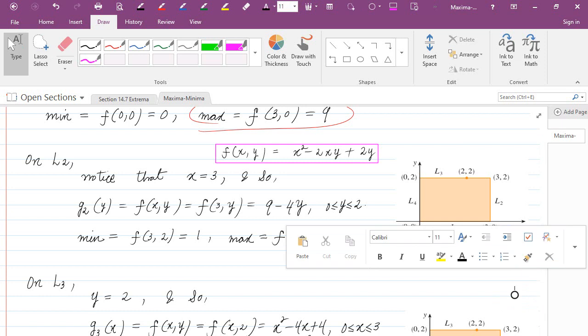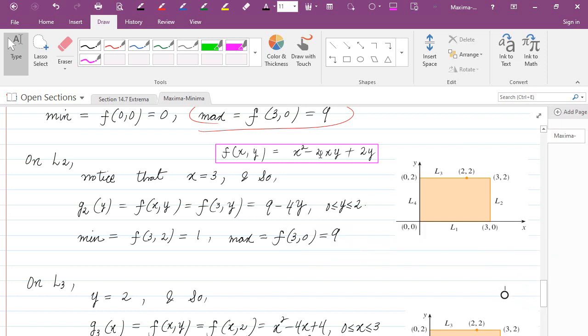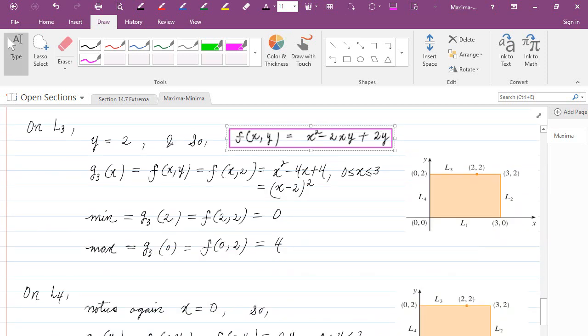Now we move to L2. Let me move it up here. So now we move to L3.